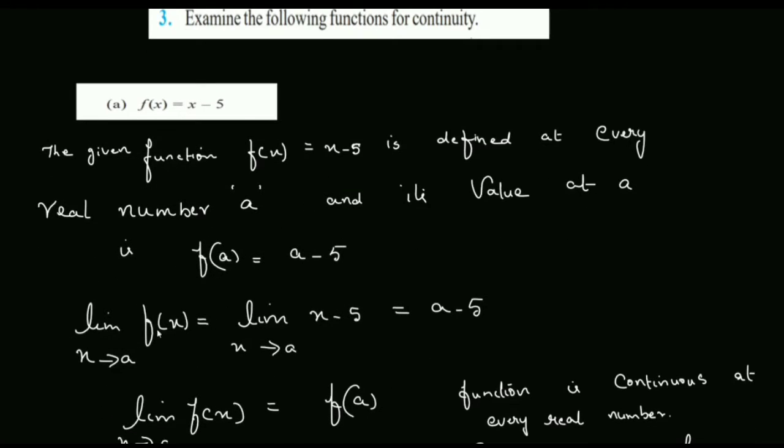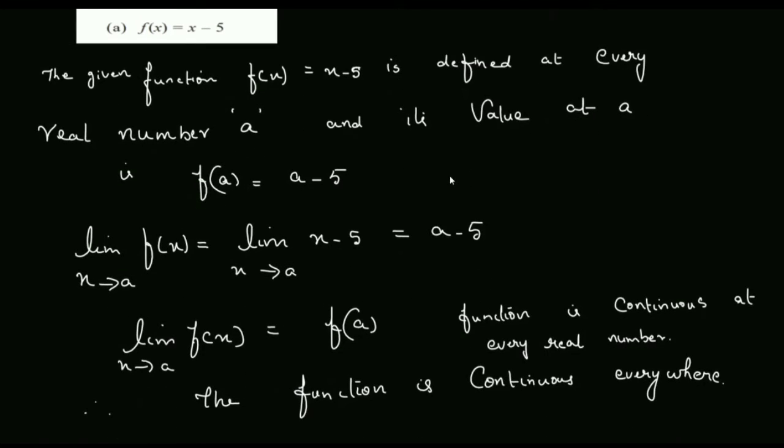Now we have to find the limit value of this. So the limit value of the function is limit x tends to a of f of x. Substitute x is equal to a, you get a minus 5. So we get f of a is a minus 5 and the limit value is also equal to a minus 5. So the limit value is equal to the functional value. Therefore the function is continuous at every real number. Therefore the function is continuous everywhere.